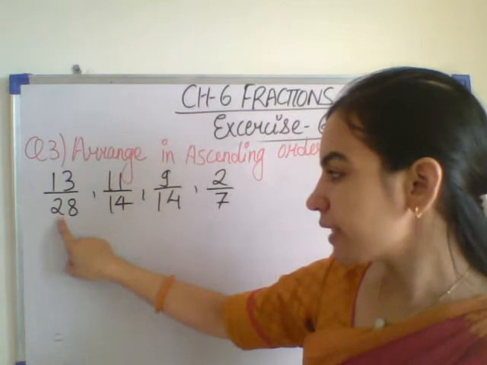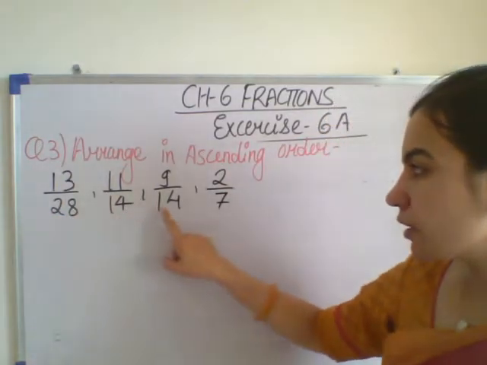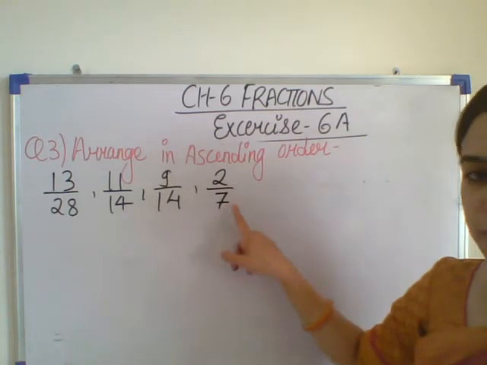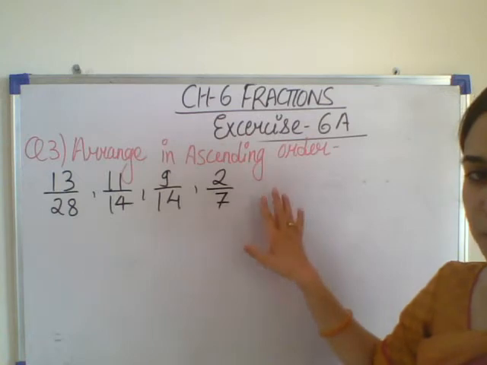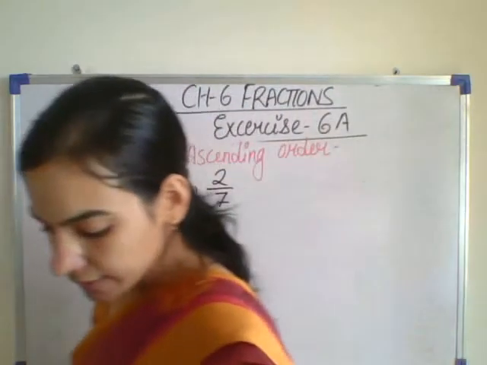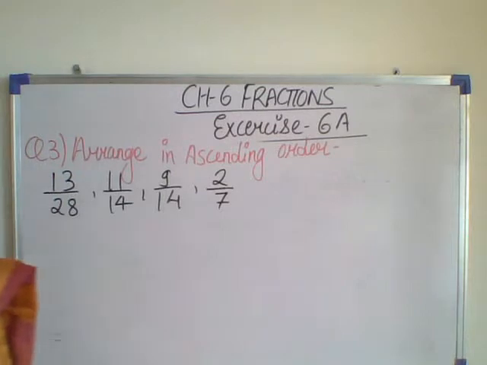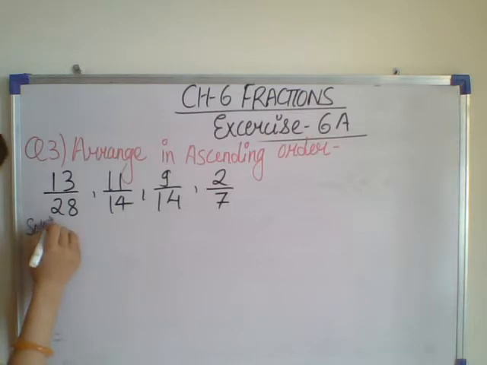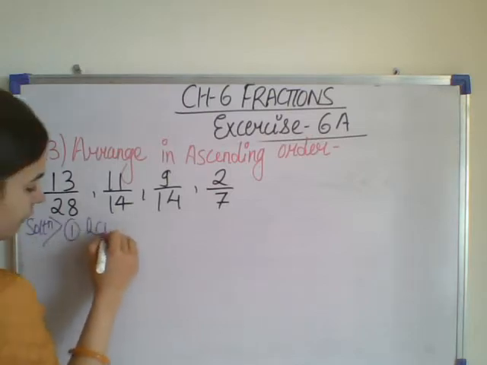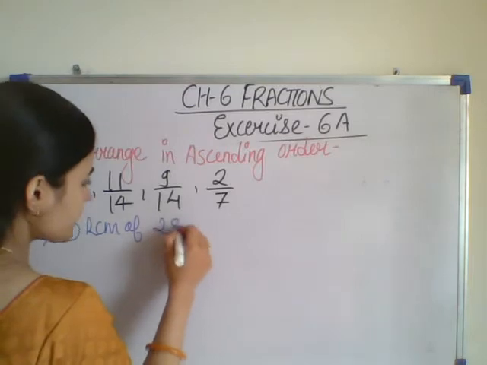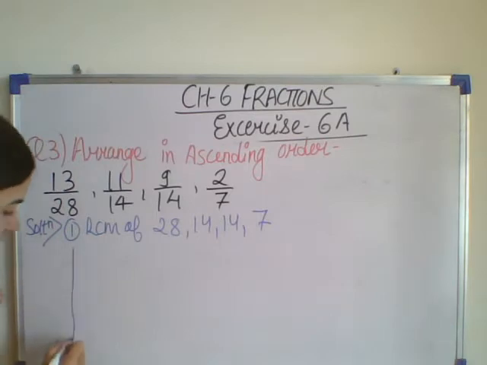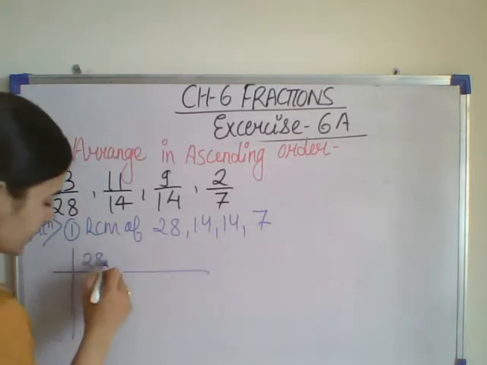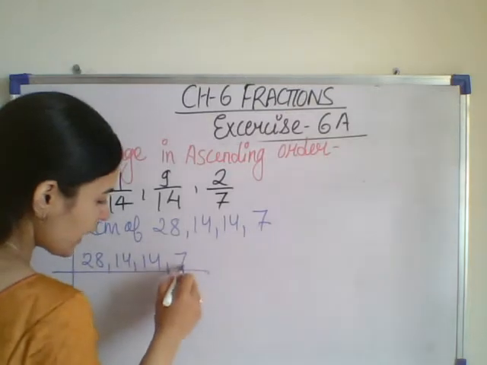That is, we will be finding the LCM of 28, 14 and 7. After finding the LCM, in the second step, we will be converting it into the equivalent fraction. So let us do it. Our solution. The first step, we will be finding the LCM of 28, 14 and 7. So I am writing this number together, that is 28, 14 and 7.